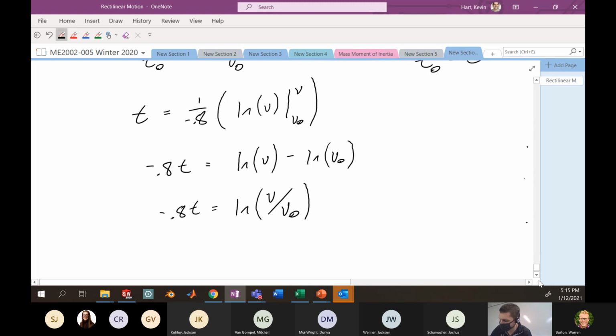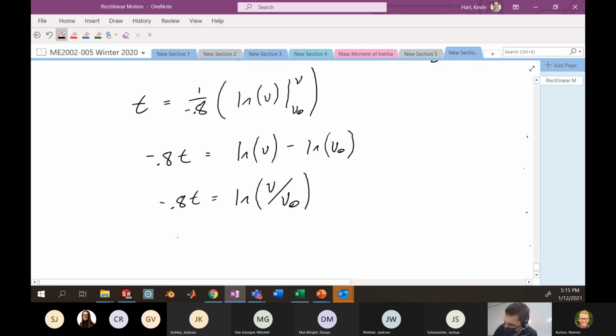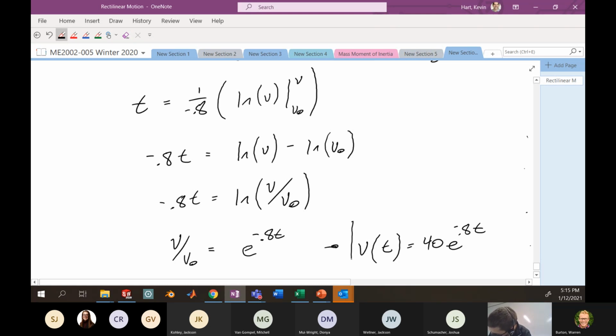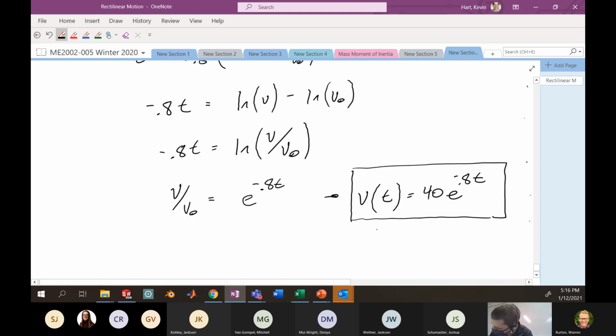Remember, we're looking for velocity as a function of time. Okay, so a little bit of reorganization here. V on V0 is the exponential of negative 0.8 t, or my velocity as a function of time. I'm told in the problem statement that my initial velocity here is 40 inches per second. So here we're going to have v equals 40 exponential negative 0.8 t, where velocity is in inches per second and time is in seconds. Okay, so here's my expression, velocity as a function of time.